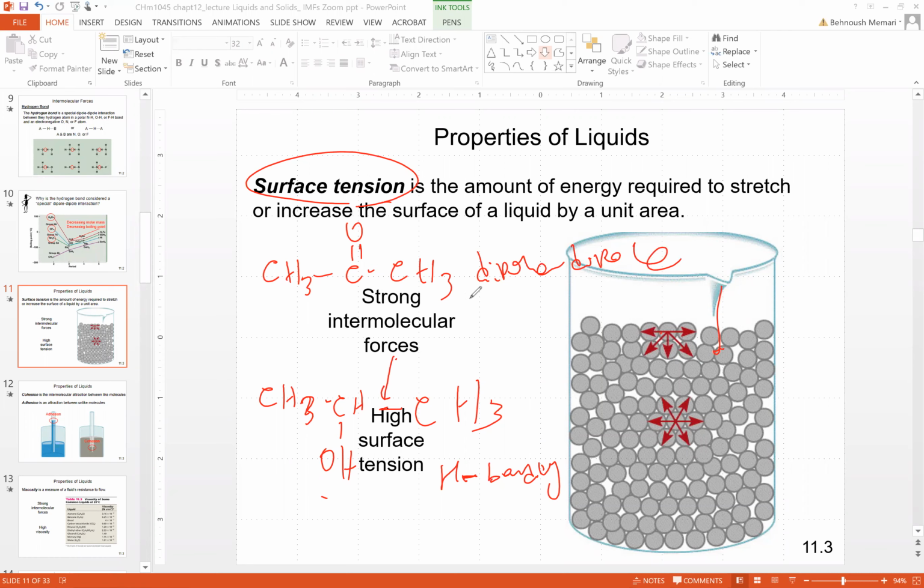So which one is stronger? H bonding is stronger. As a result, this is going to have higher surface tension, higher viscosity, higher boiling point, and higher melting point. Which one would evaporate faster?